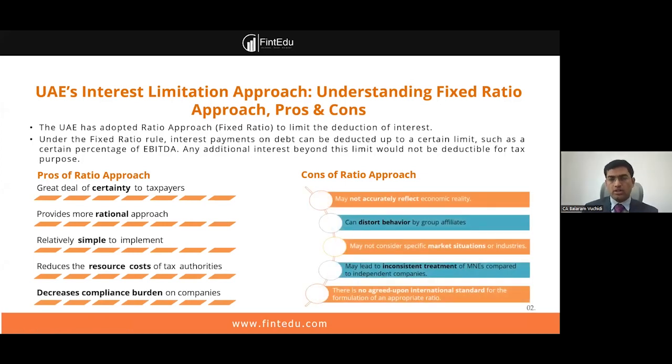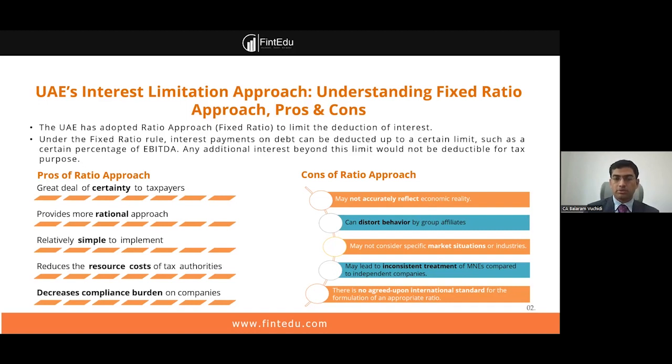And let's look at the cons of having this ratio approach. This may not accurately reflect the economic reality. Depending upon the economic reality of the company, maybe the company is a startup or is highly intensive on capital or investments, then that particular economic reality is not reflected in this approach. Those companies may have a higher amount of interest or higher funding requirements.